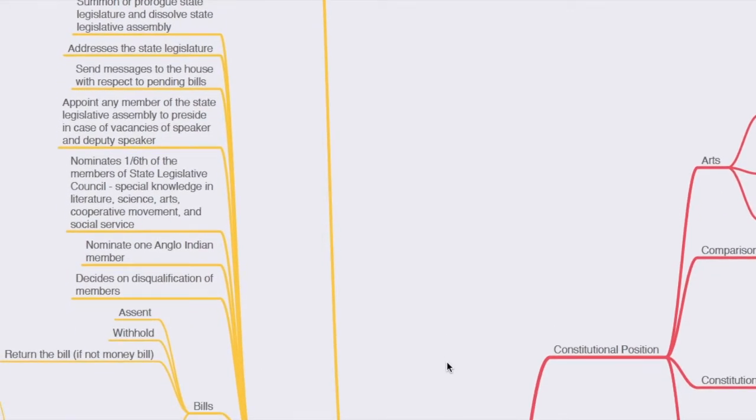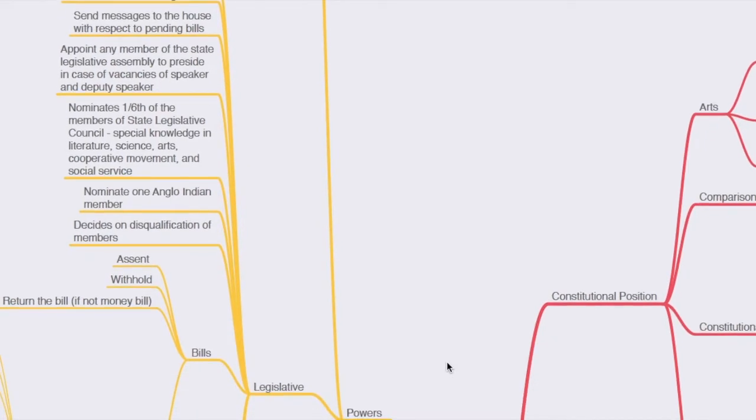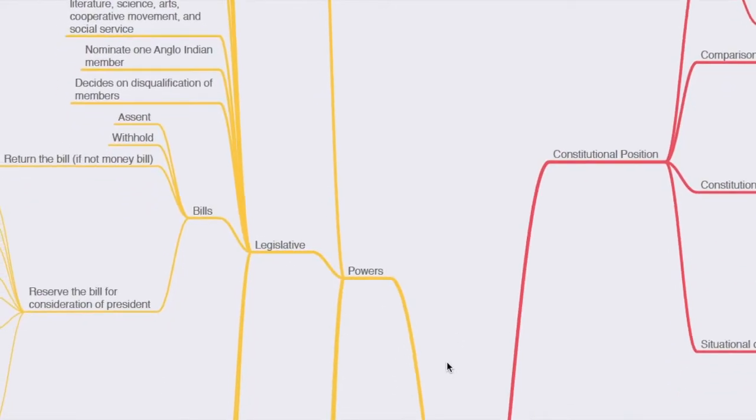Then he nominates 1/6 of the members of state legislative council, the people who have the special knowledge in literature, science, arts, cooperative movement and social service. He also nominates one Anglo-Indian member and he decides on the disqualification of members.